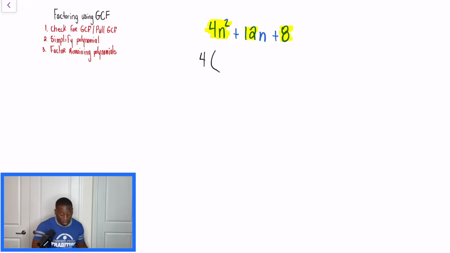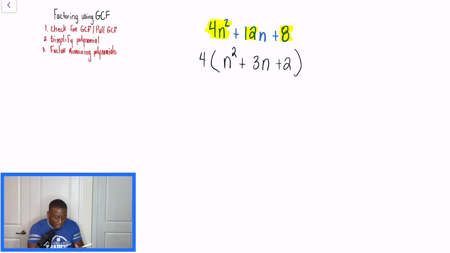After we pull it, we need to go back and simplify the polynomial. And what that means is we're going to divide everything by 4 because that's what we took out. So now the problem turns into n squared plus 3n plus 2. And the reason for this type of factoring is to make it easier for us to factor. So now that I've done that, my focus is what's inside the parentheses. That's what I want to factor now.